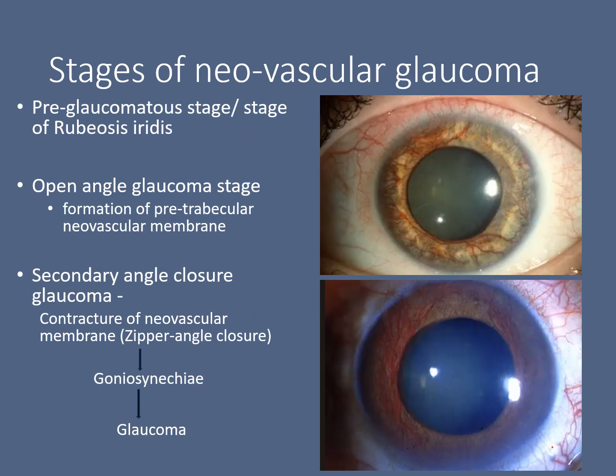These are the stages of neovascular glaucoma. First, there is the pre-glaucomatous stage, which is a stage of rubeosis iridis, that is, iris neovascularization occurs. Then there is the open angle glaucoma stage, where the formation of a pre-trabecular neovascular membrane occurs. Eventually, there is secondary angle closure glaucoma, in which there is contraction of this neovascular membrane, which gives a zipper angle closure, leading to goniosynechiae and hence glaucoma. So basically, neovascular glaucoma is a form of mixed type of glaucoma in which first the angles were open, later they closed.